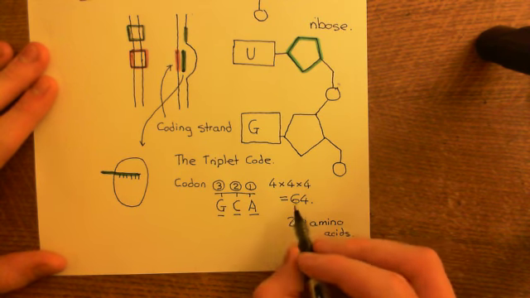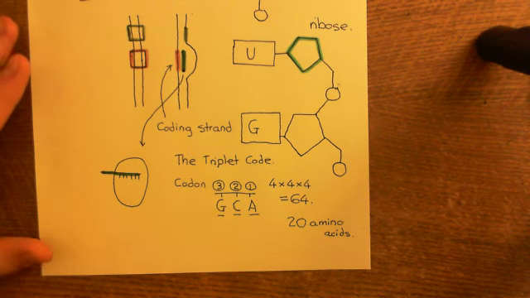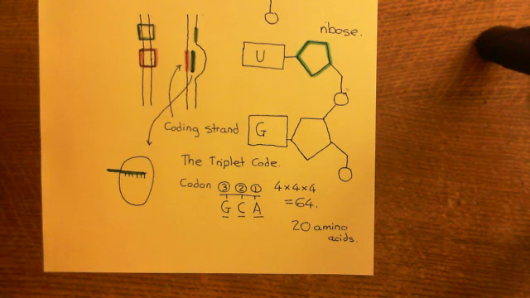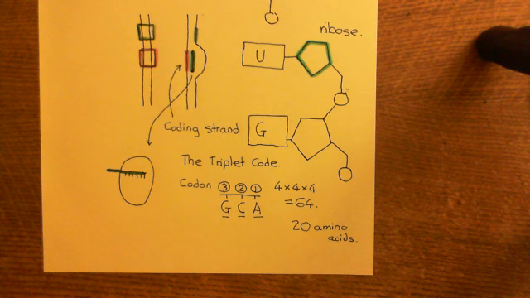What would be ideal is if there were 20 codons and 20 amino acids, and every single codon could code for an individual amino acid. Okay, it doesn't work that way. Instead, some of these codons will code for the same amino acid, so some amino acids will have multiple codons which correspond to them.